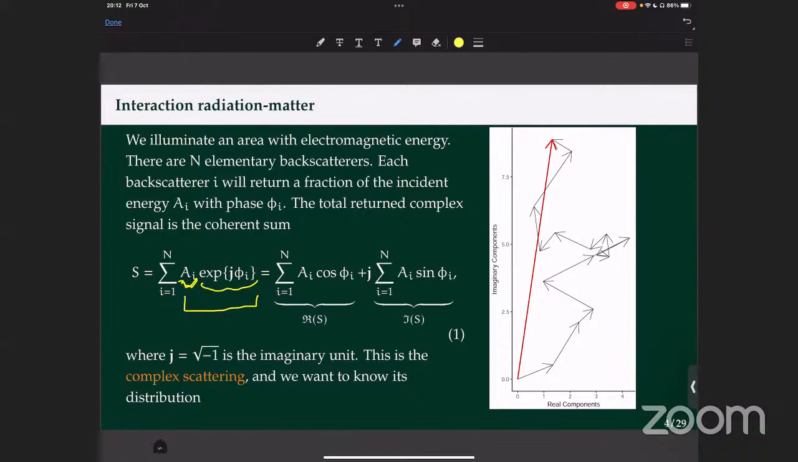Well, this is the usual Euler representation of a complex number in which we have the real part and the imaginary part.